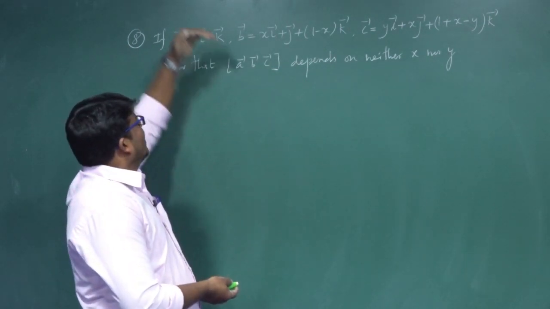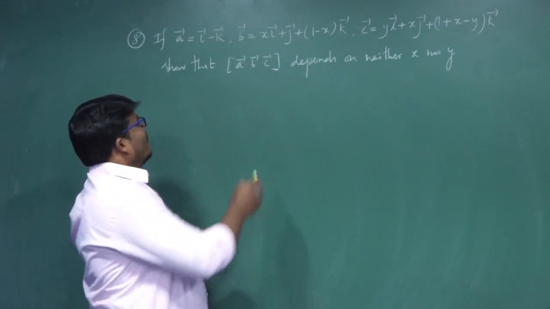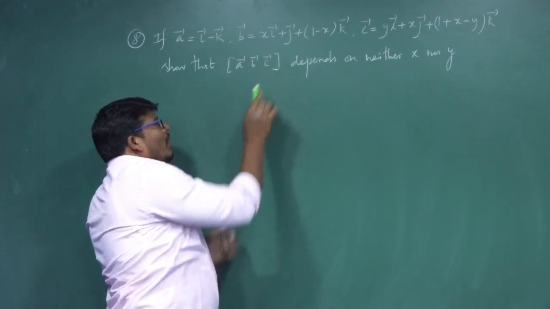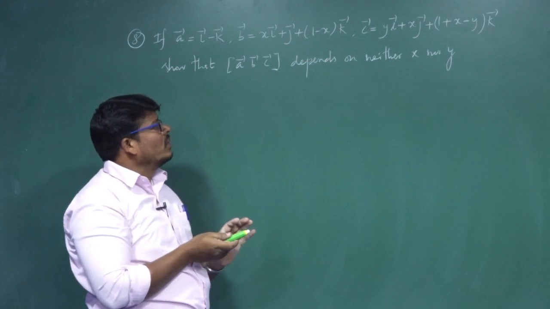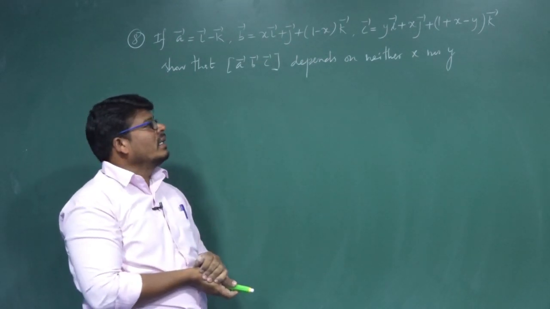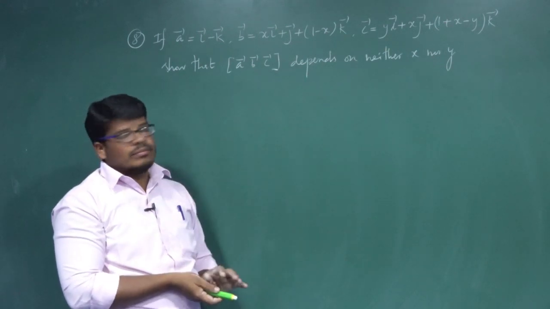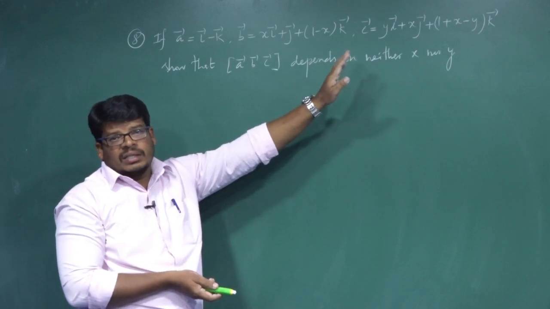Now, given the three vectors a, b, c. Now verify and show that the result, the box product of a, b, c, is not equal to 0 and is independent of x and y. The box product of a, b, c is independent of x and y.